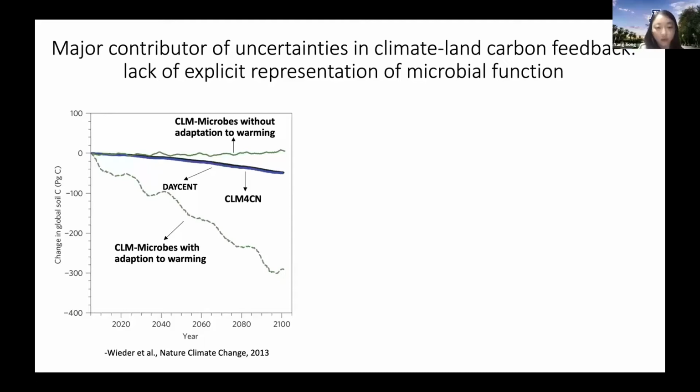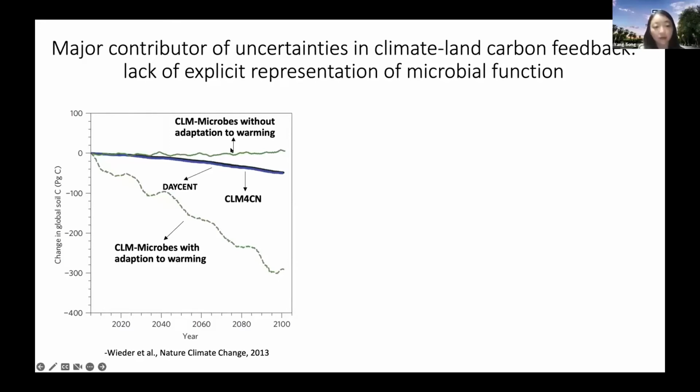This is a very typical and classic Earth system model study, which first tried to analyze how considering the microbial function in the Earth system model may affect the future projection of soil carbon. For the future projection, we either use CLM4 or CLM5, the community land model, and both of these models have not really explicitly represented the microbial function. They only consider that soil physical processes affect the decomposition of organic matter.